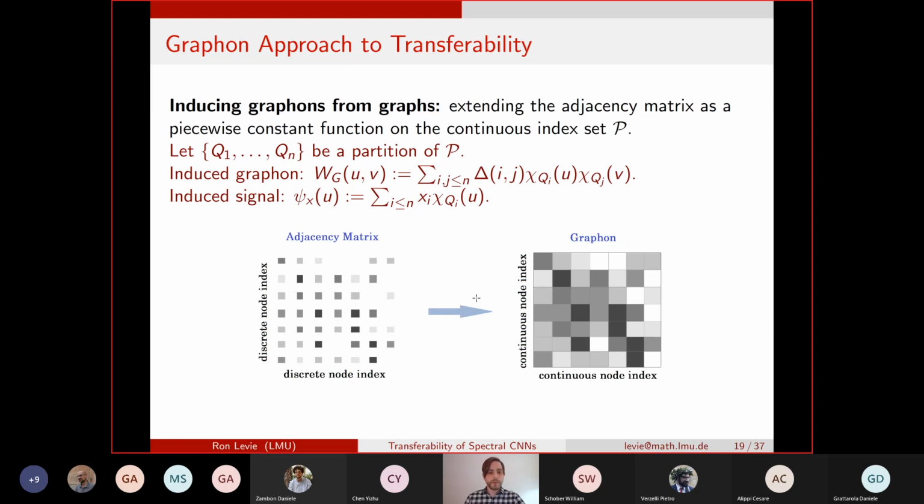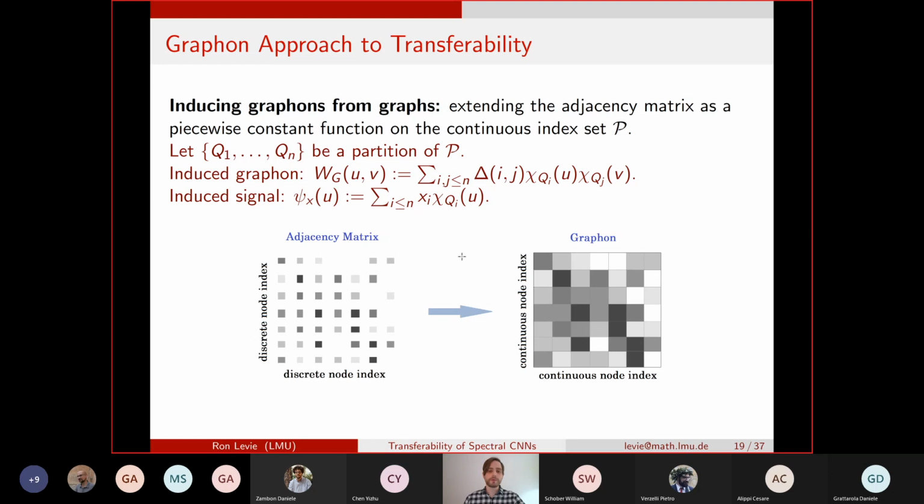Okay, now there is a way to take a graph and induce a graphon from it, and to take a signal and induce a graphon signal on it. The idea is to take the continuous index set, P, and partition it into subsets. For example, if P is the unit interval, I can partition it into small, non-intersecting intervals. And then you take the graph adjacency matrix and extend it as a piecewise constant function over the continuous index set. So we get a graphon this way.